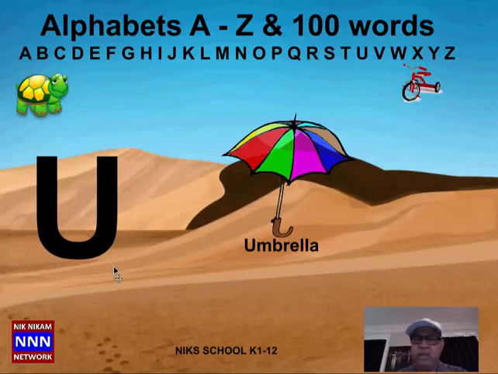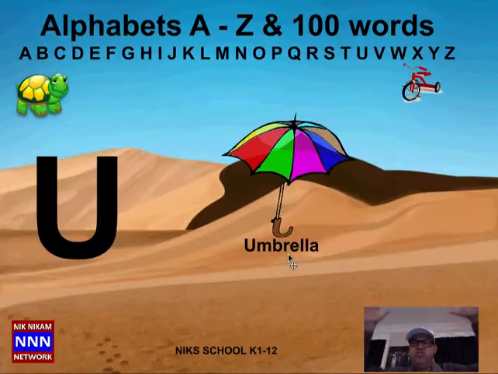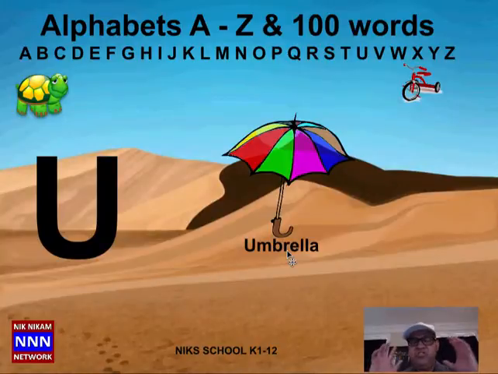Let's look at the next letter. U. U means, look at that. Umbrella starts with U. When do you use the umbrella? When it's raining outside, and when there is thunder, lightning, and the rain is heavy, you're going to need an umbrella. Sometimes you may have to just stay inside until the rain stops.